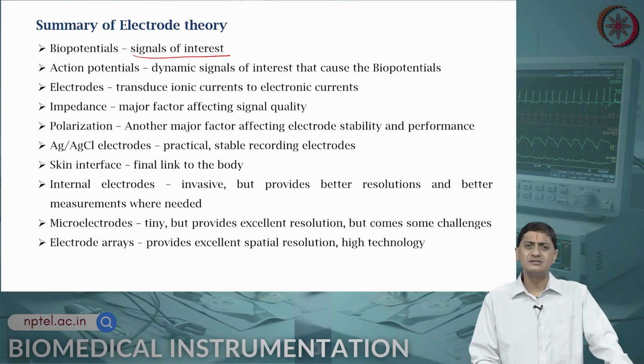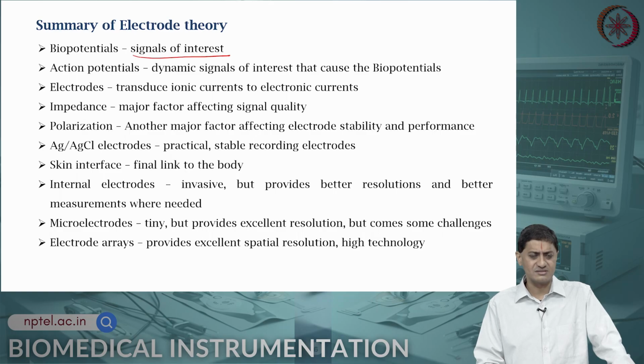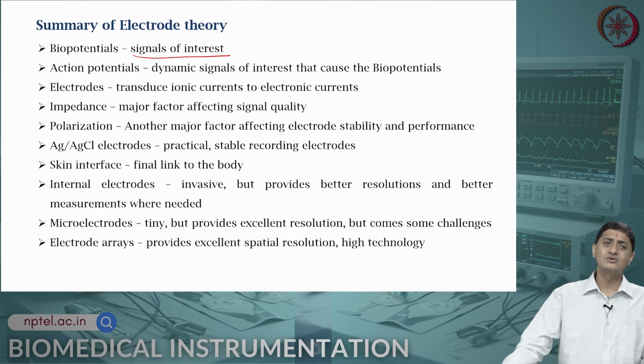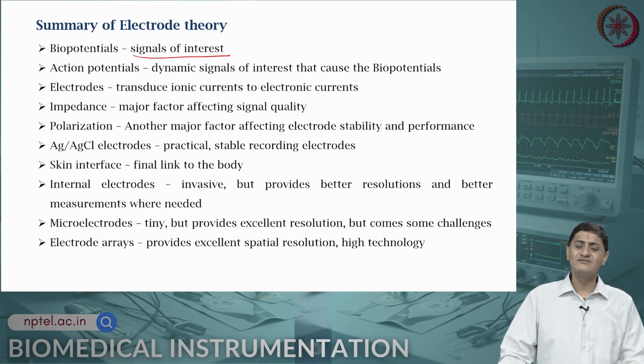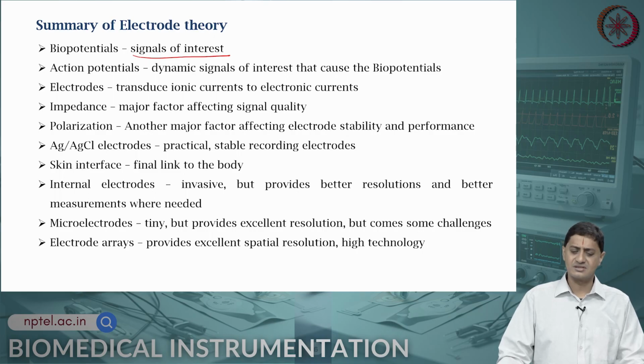And we looked at, in the previous set of videos, how action potentials are generated. Action potentials are these dynamic signals in excitable cells. These are the dynamic signals of interest that cause these biopotentials. And then we looked at what is an electrode. Electrodes are essentially the transducers that convert ionic currents to electronic currents.